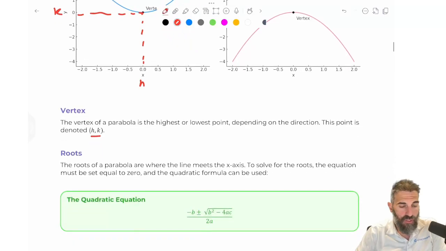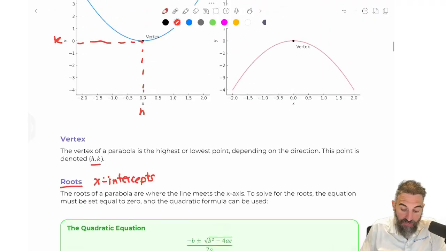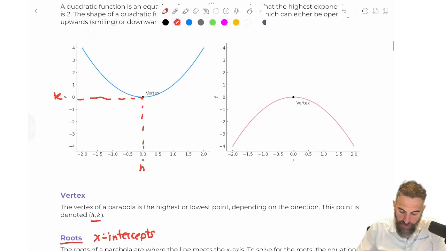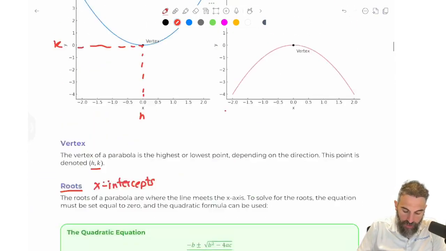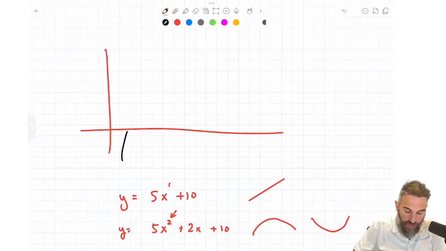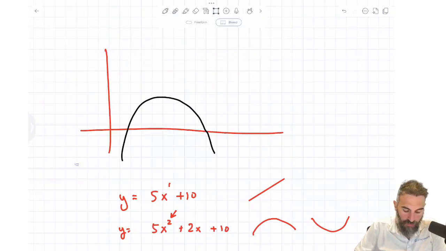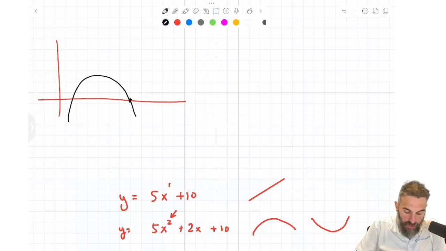The roots of the parabola. The roots is just what we call the x-intercepts. It's where your parabolas hit the x-axis, if they do at all. So sometimes you have a parabola that actually crosses the x-axis. So a parabola can have two roots. So that would be 1 and 2.